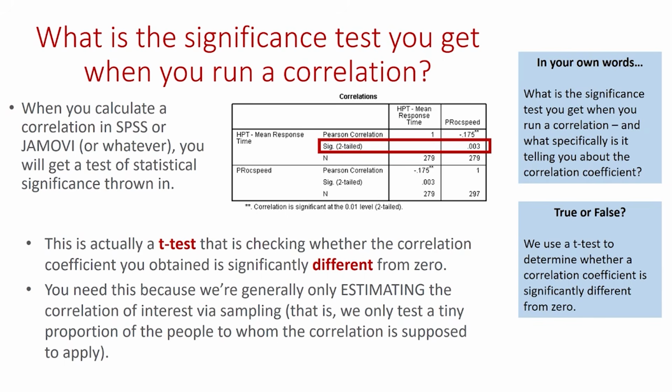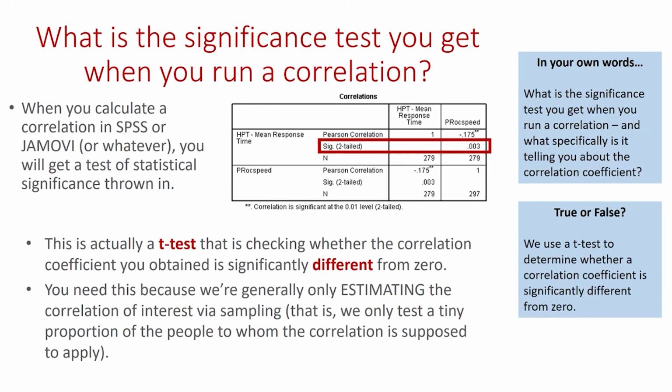So we need this significance test because we're generally only estimating our correlation of interest by sampling. So when we look at a correlation, what we're actually trying to find is a correlation of the entire population. So it might be the entire population of the world or whatever, but we're usually only testing a couple of hundred people. So we're just taking a tiny random sample of the overall population we're interested in, and hence we need to test that statistical significance.